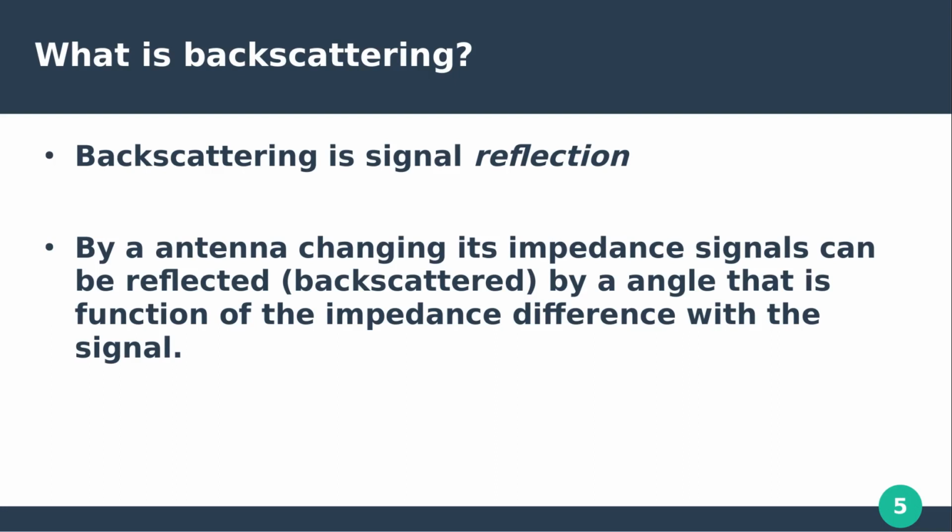Now, let's talk about specifically what is backscattering. We can't do ambient backscattering without understanding what backscattering is. Simply put, backscattering is signal reflection. If you have an antenna, you can change the impedance, and the signals that are received are bounced back or backscattered by an angle that is a function of the impedance difference with the signal itself.